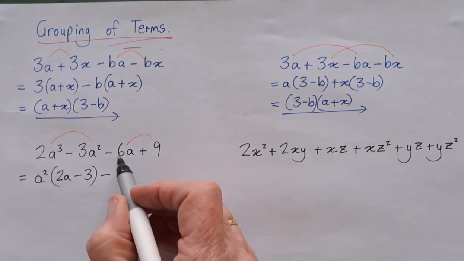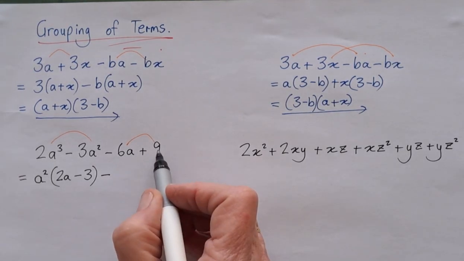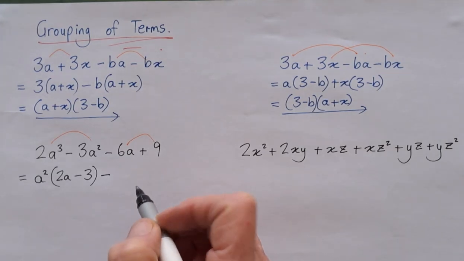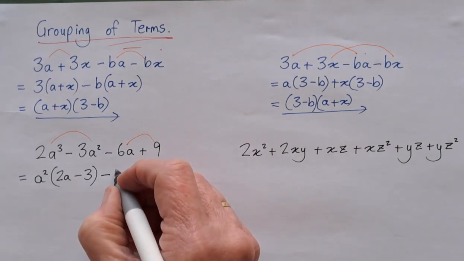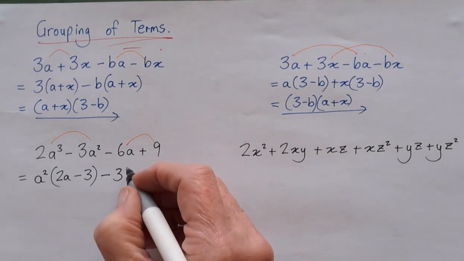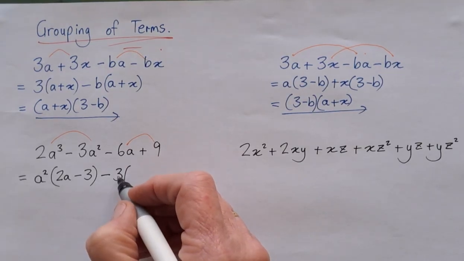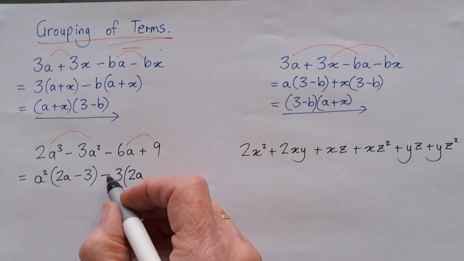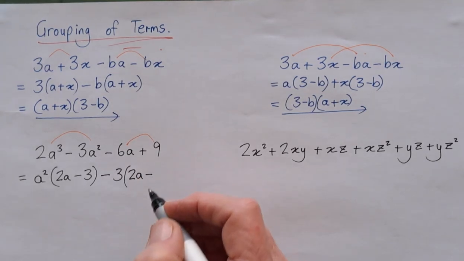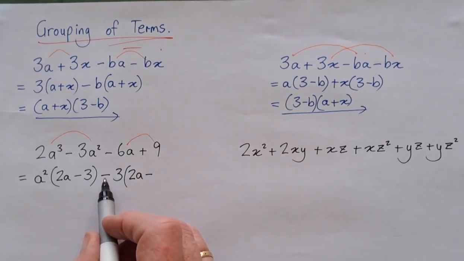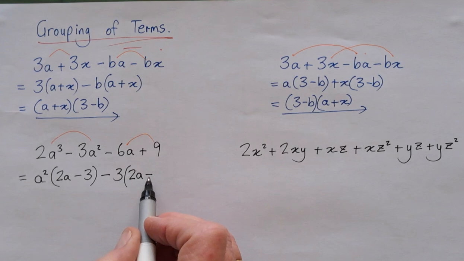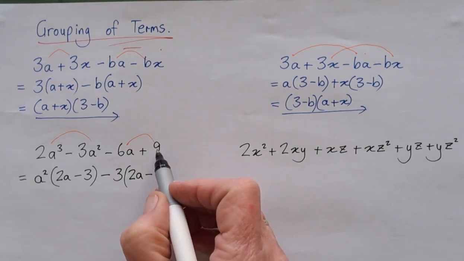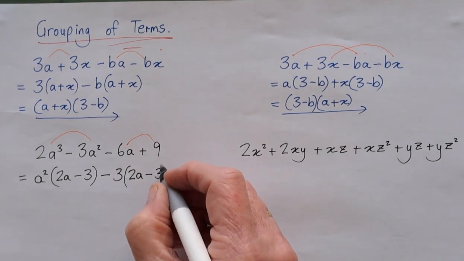These two, 6 doesn't divide exactly into 9, but what times table do they both belong to? The 3 times table, so I can take out a 3, and then 6 divided by 3 is 2a, and then positive divided by negative is negative. Whenever you take out a negative term, be careful about this sign inside the brackets. And 9 divided by 3 is 3.